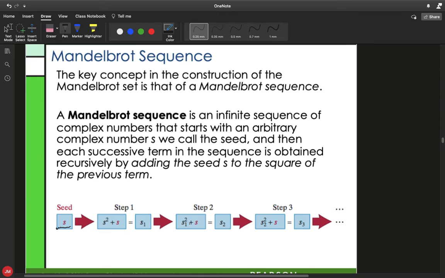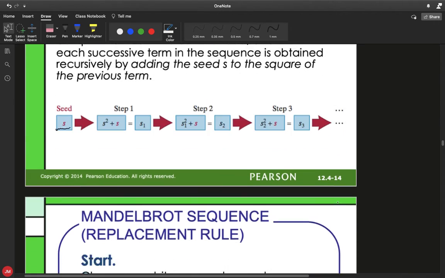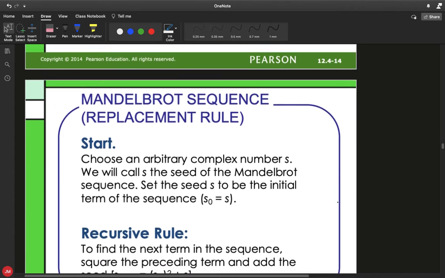You then continue that process. So the next would be to take S1 squared plus your original seed, that gives you S2. And then you take S2 squared plus your original seed, that gives you S3. And then you take S3 squared plus your original seed, that gives you S4. So you can see that this process continues to repeat itself until infinity, essentially.